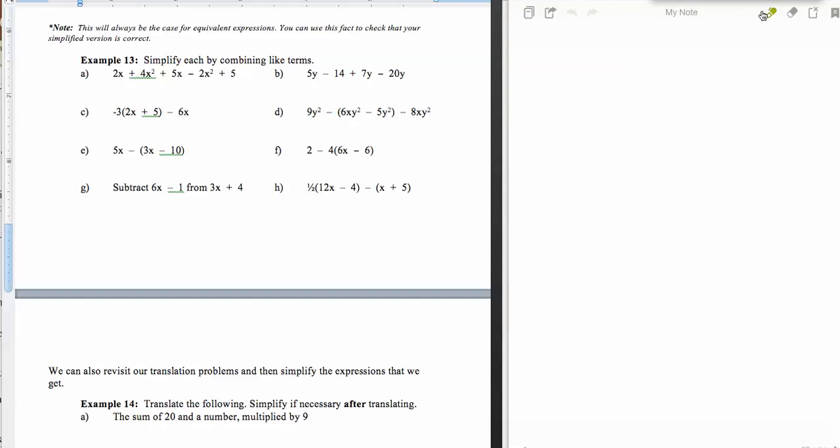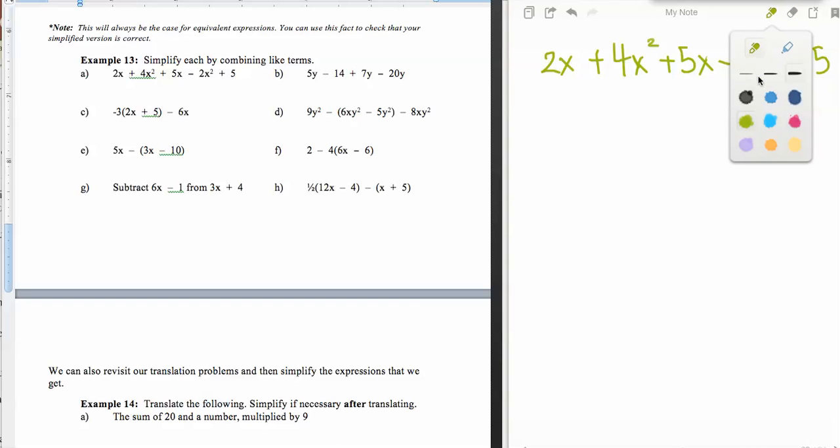All right, so the first one I'm going to do is 2x plus 4x squared plus 5x minus 2x squared and then plus 5. So I'm going to actually, on this very first example here, totally use our distributive and associative properties. Or excuse me, not distributive, but the associative and commutative properties.